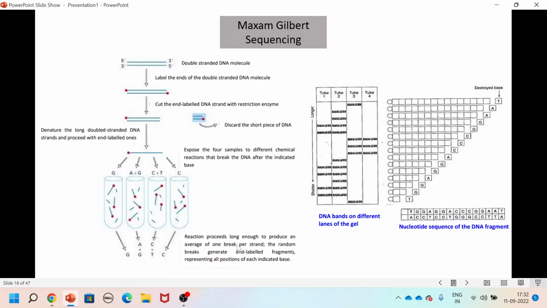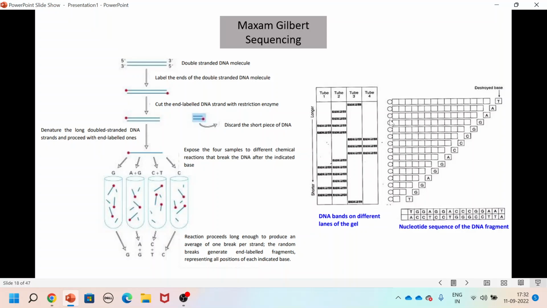The reaction proceeds long enough to produce an average of one break per strand, and the random breaks generate labeled fragments representing their position in the sequence. So after cleaving and incubating for a long enough time, we then run these fragments, which we have obtained in the different test tubes, on the gel.